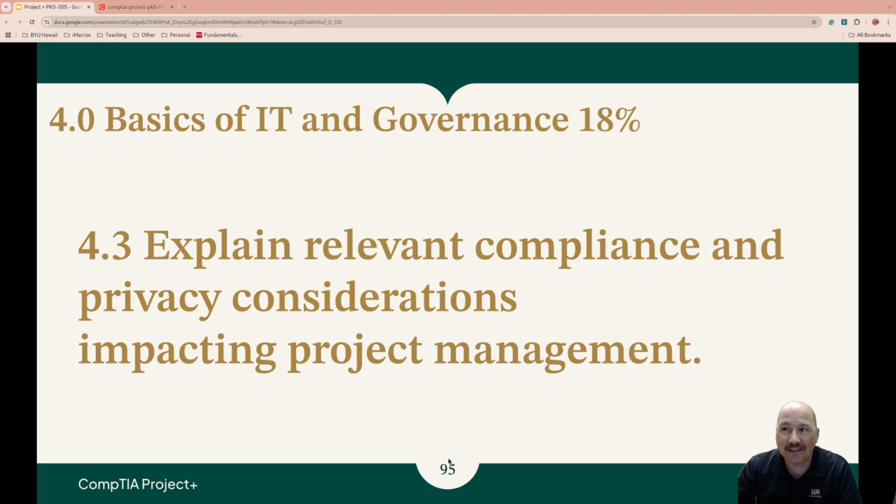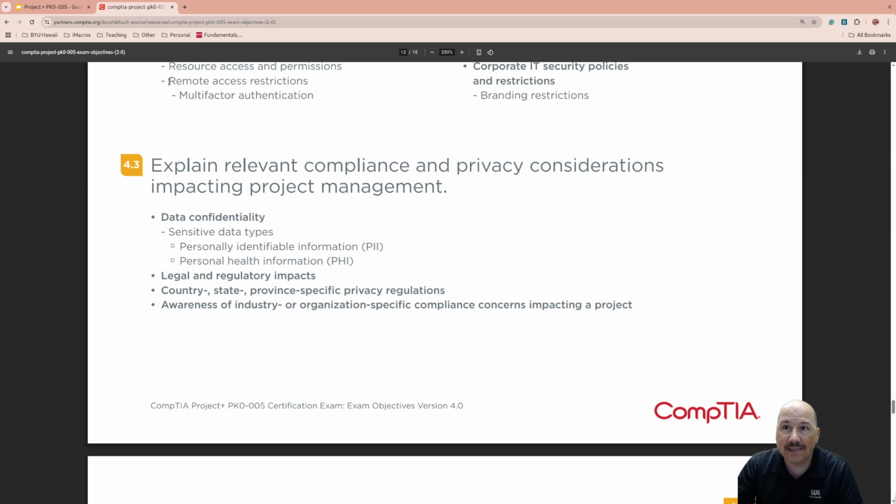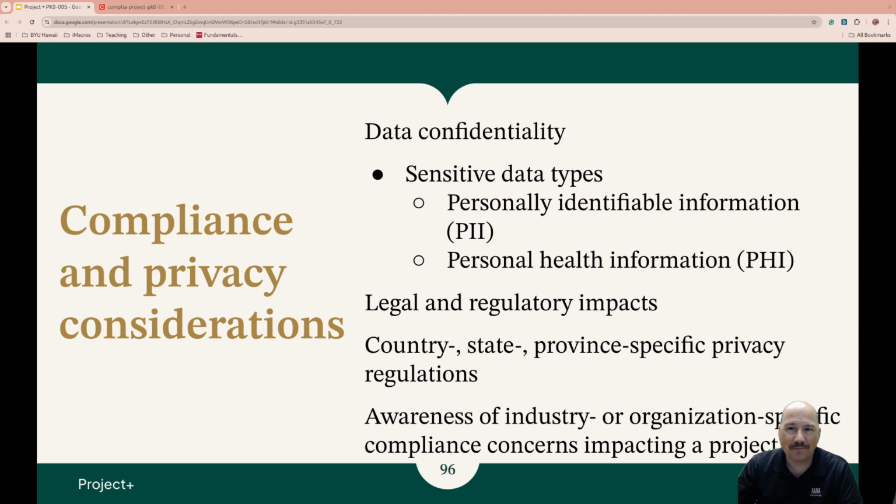Today we are doing 4.0 Basics of IT and Governance Domain, which is 18% of the exam, and we're on 4.3 Explain Relevant Compliance and Privacy Considerations Impacting Project Management. So this is coming right from CompTIA's exam objectives. I'll link to this down below. And 4.3 right here. This is a small one, so we should get through it pretty quick. Here we go. Compliance and privacy considerations.